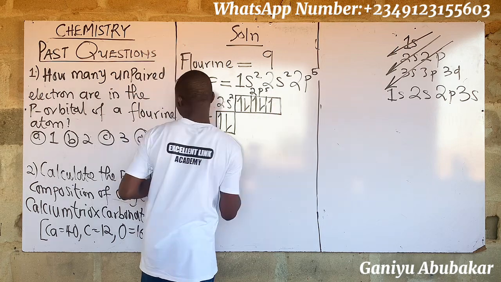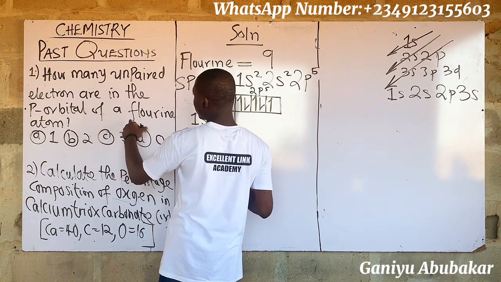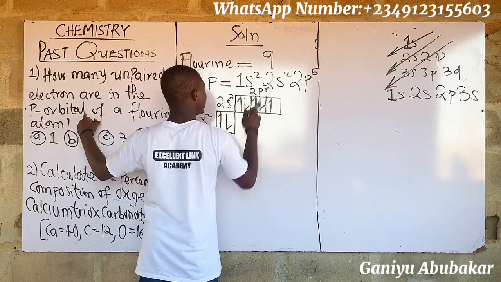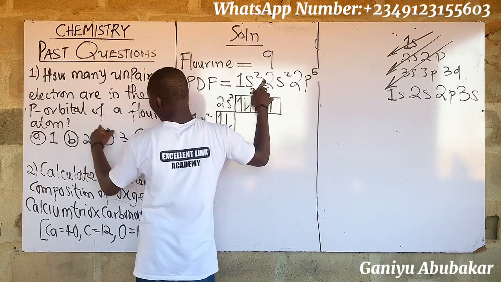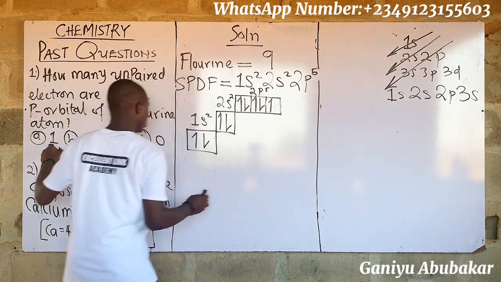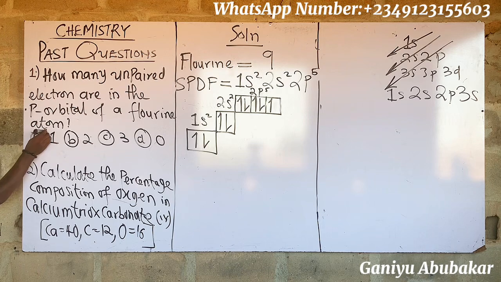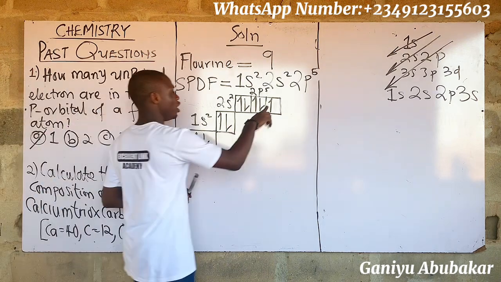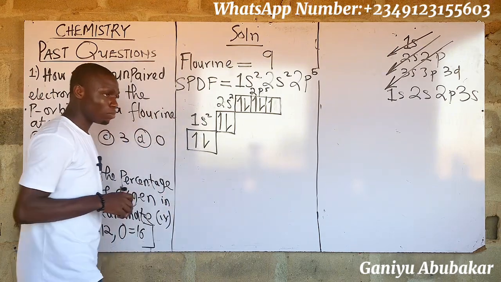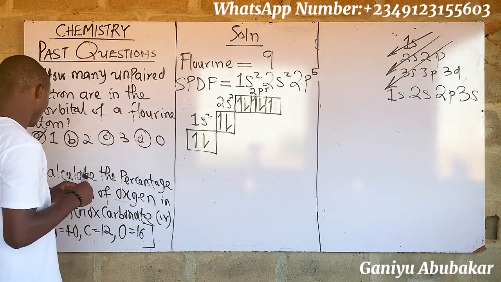So how many unpaired electrons are in the p orbital of fluorine? That's just 1 unpaired electron. So my answer here is just 1 unpaired electron in the p orbital of fluorine atom. That's number 1. Let's do number 2.